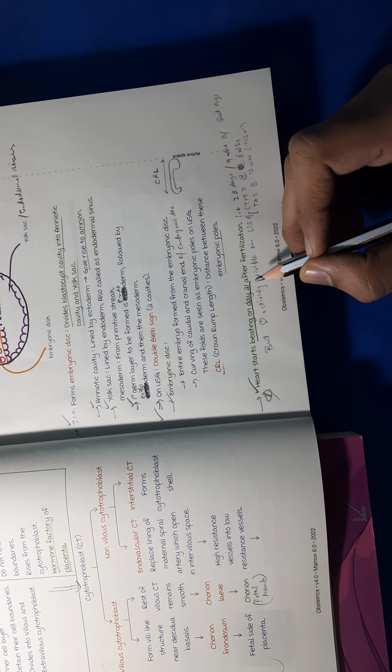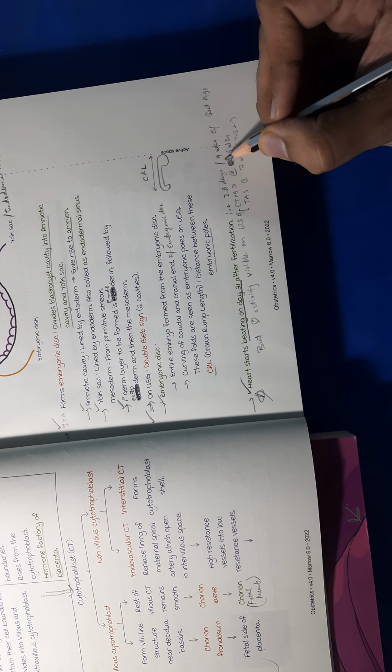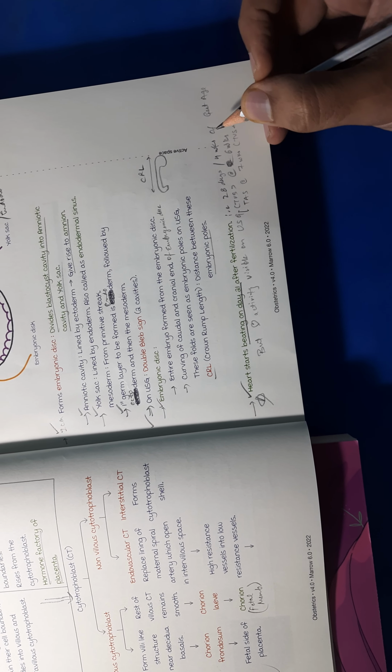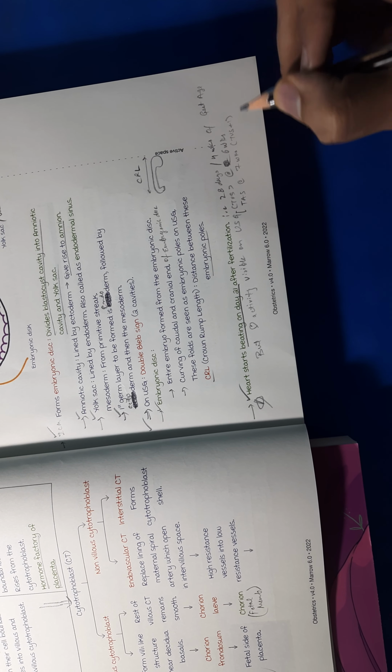Then the heart starts beating on the 21st day after fertilization, that is the 28th day, the 20th day of the cycle, or 4 weeks of gestational age. But this cardiac activity will be seen on USG after 6 weeks.